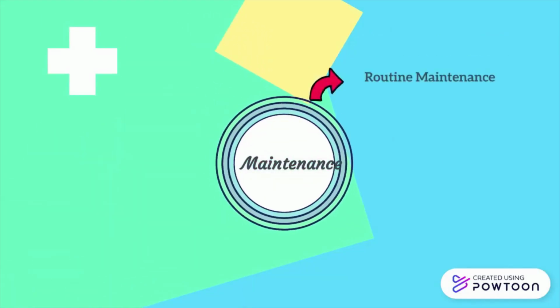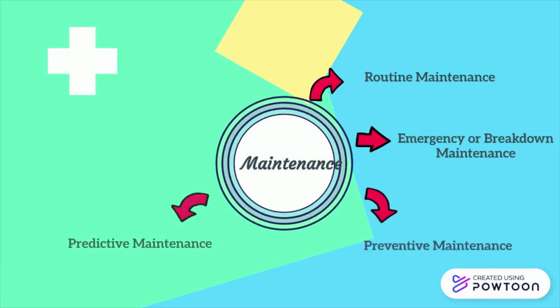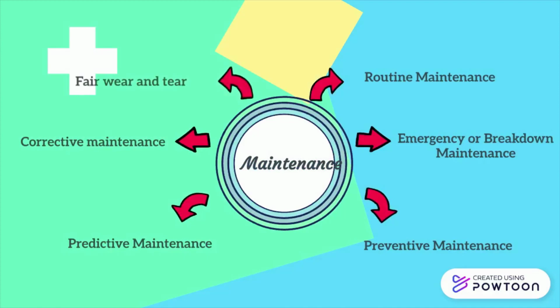Maintenance. Maintenance planning being practiced in the buildings that have been demolished: routine maintenance, emergency or breakdown maintenance, preventive maintenance, predictive maintenance, corrective maintenance, and fair wear and tear.